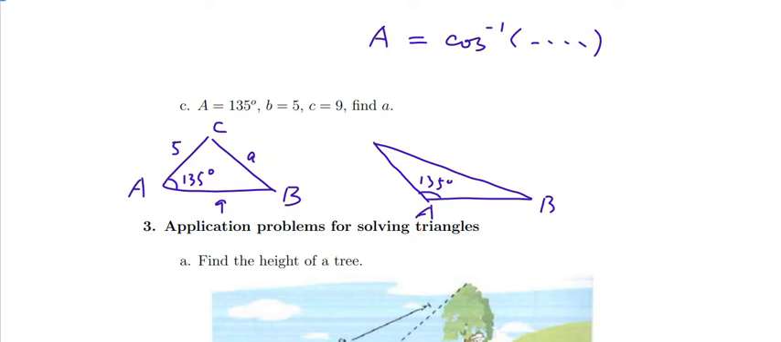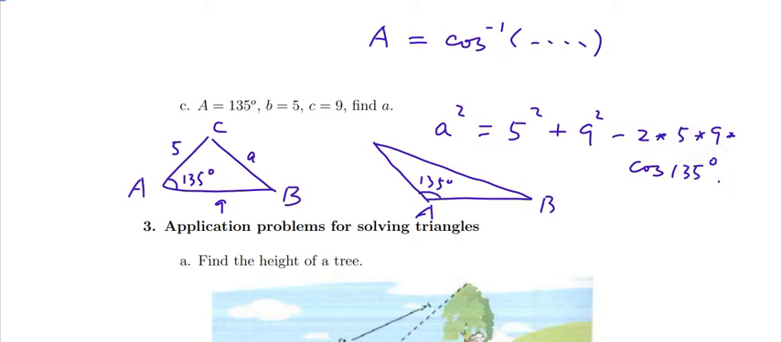Okay, so this problem is a typical problem for applying the law of cosines, right? We say this side squared equals the other two sides squared, 5 squared plus 9 squared, minus 2 times 5 times 9 times cosine of this angle, 135 degrees. So you can easily find this A squared, then you can find A.